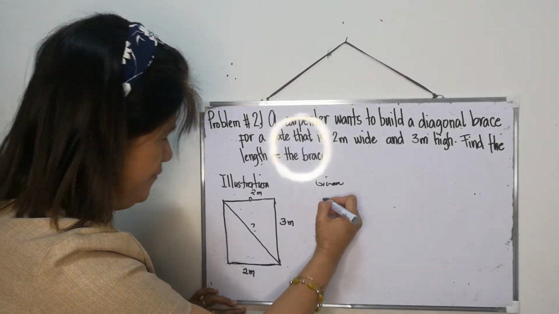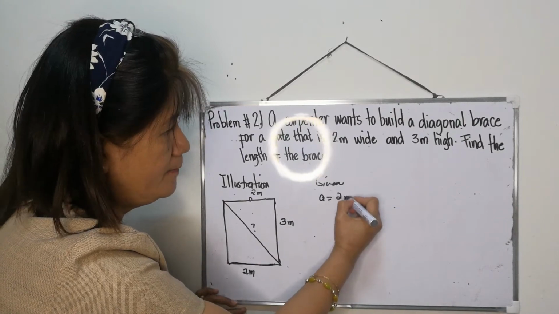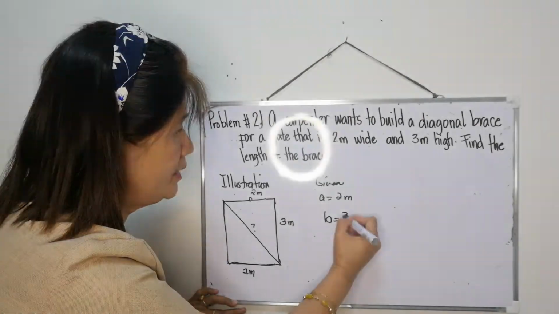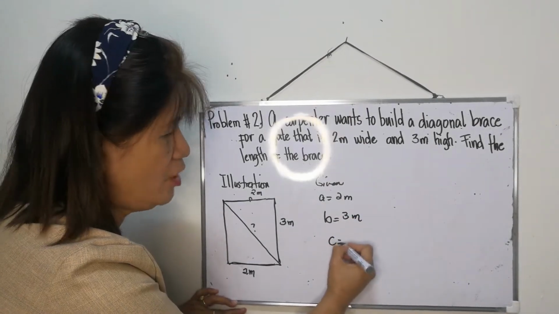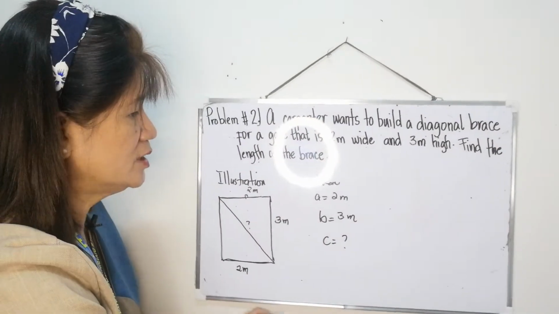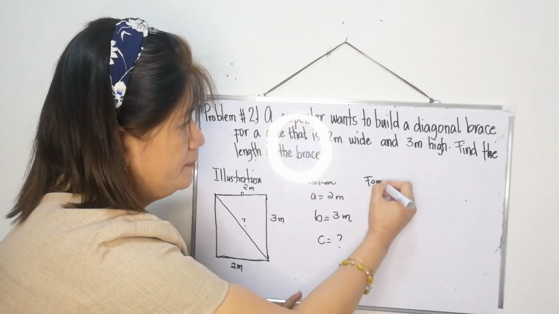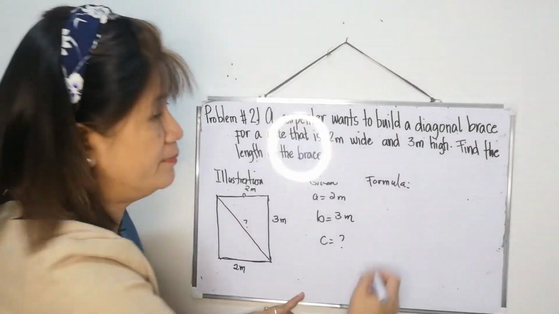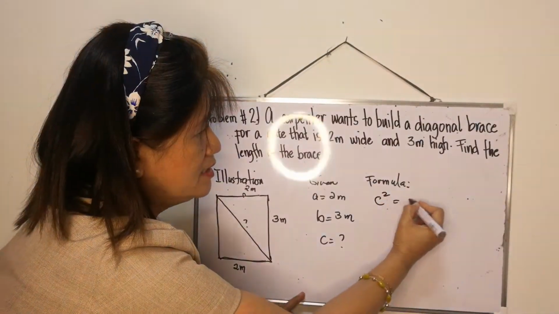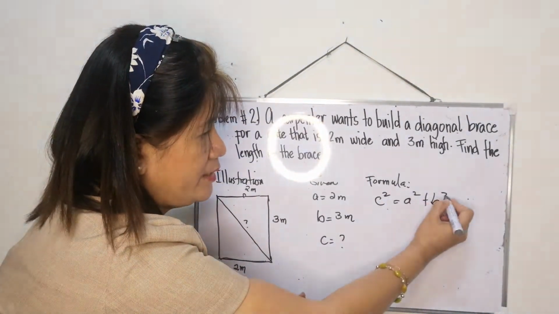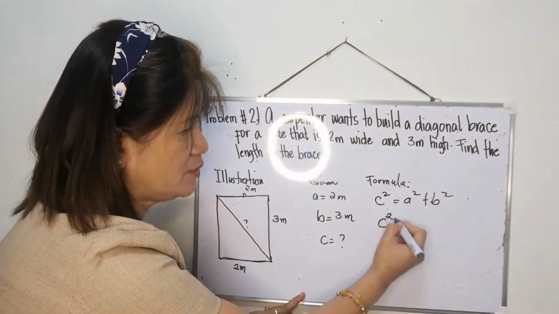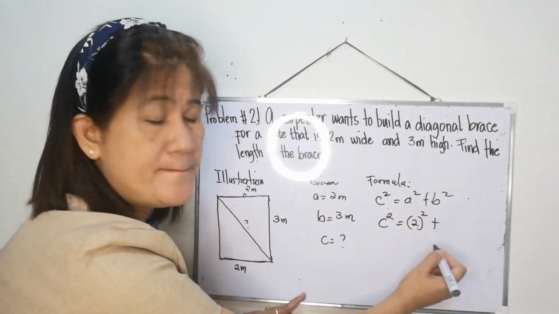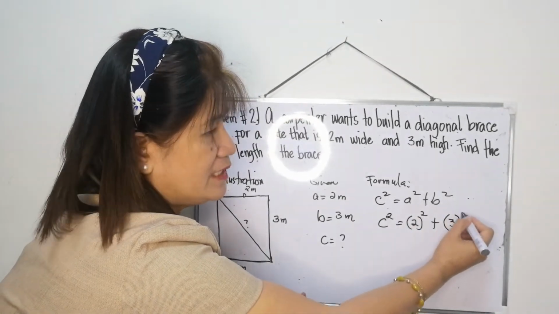Given the value of A, that is 2 meter. The value of B, or one of the legs, the longer leg, is 3 meter. And C, or the hypotenuse, is unknown. So we will use the formula to determine how long is the diagonal brace. So C squared is equal to A squared plus B squared. So let us bring down C squared, replacing A by 2, so it will be 2 squared. And replacing B by 3, it will be 3 squared.